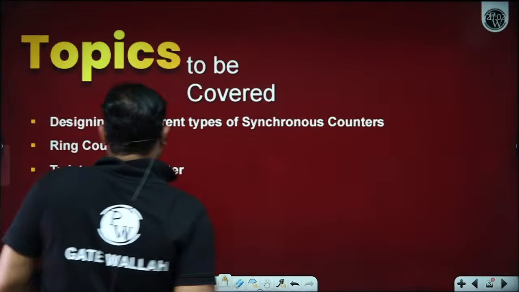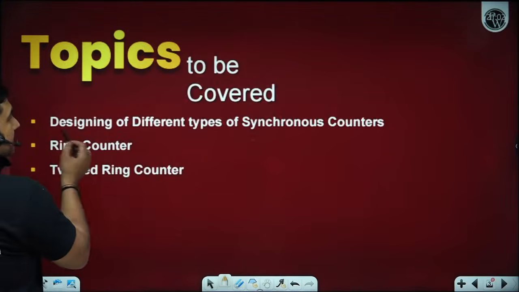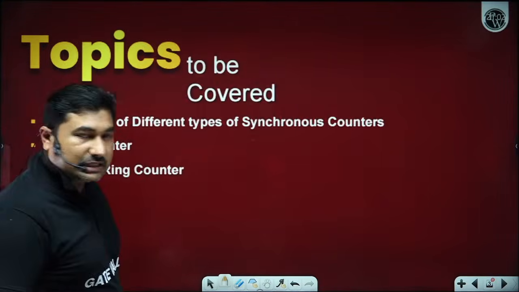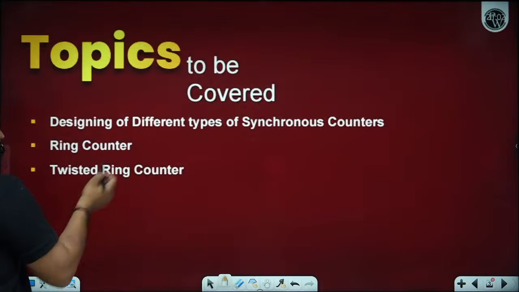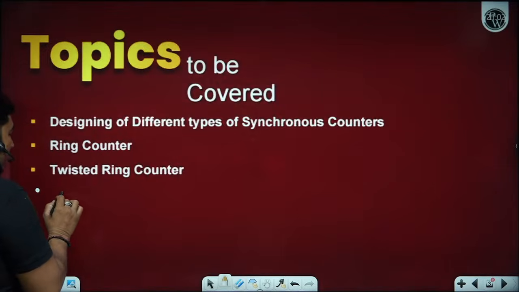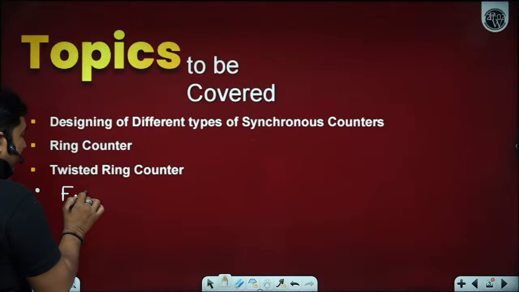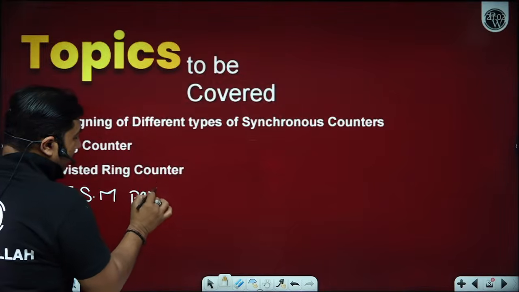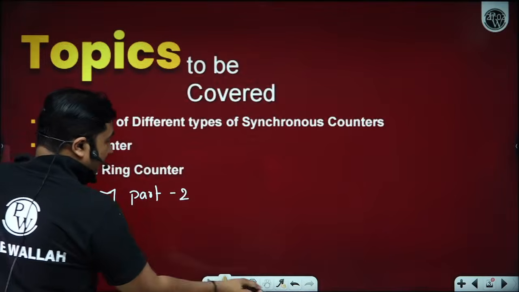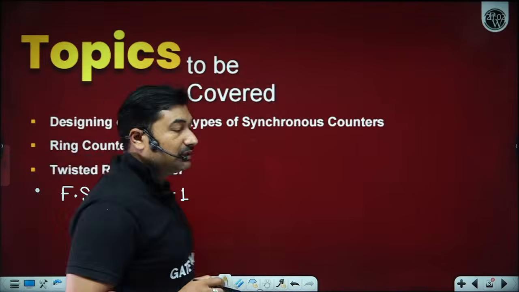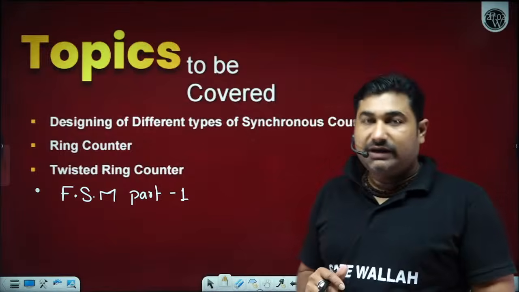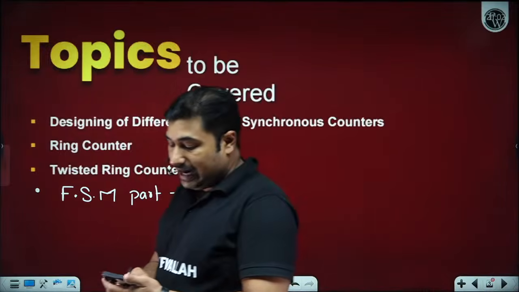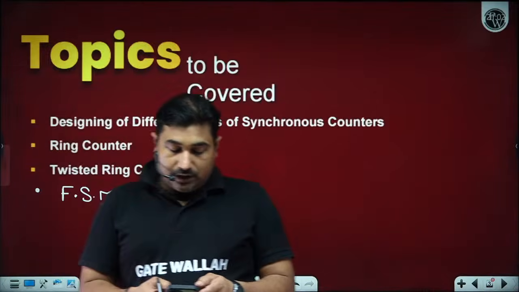Today's topic that we are going to discuss is designing of the different types of synchronous counters. Then we will see ring counter and a twisted ring counter. Later on we will move towards finite state machine, that is FSM part 1. I have made two parts for the FSM. So first we will discuss the finite state machine part 1, in which we are going to discuss the Mealy and Moore model.